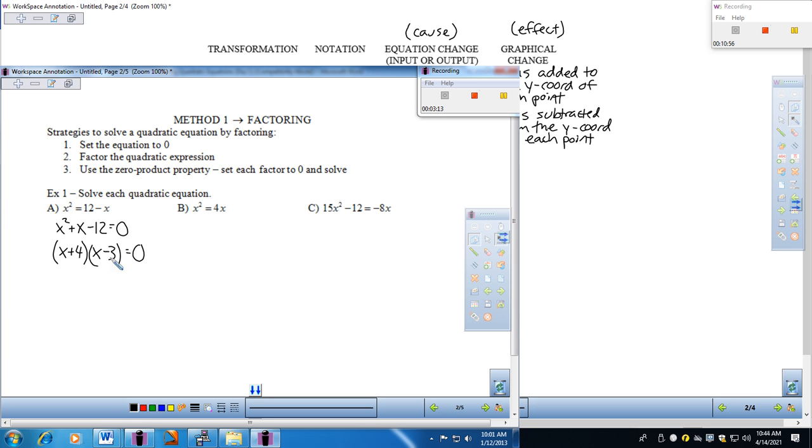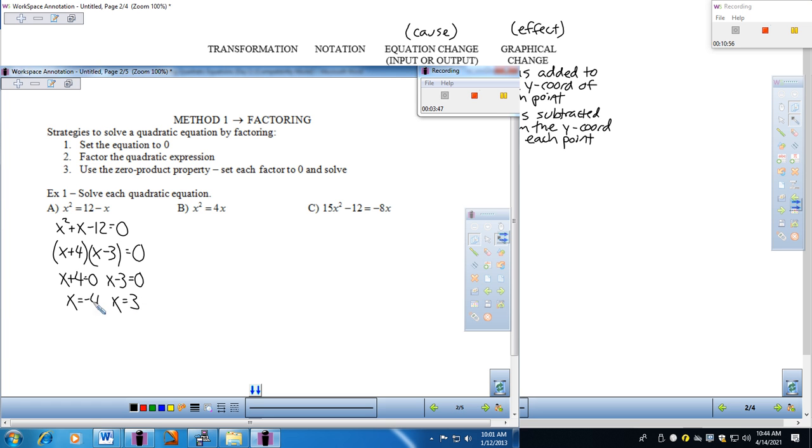Factors set to 0 is a great position to be in, because now what we know from the zero product property is this factor can be 0, which would make the whole thing 0. And this factor could be 0, which would make the whole thing 0. And so that's what would cause balance here in this equation at this stage. And so what we do is we take each factor and set it to 0 to see what would make it. And I'm hoping you all agree that this would be negative 4, this would be positive 3, and you get your 2 solutions for the quadratic.